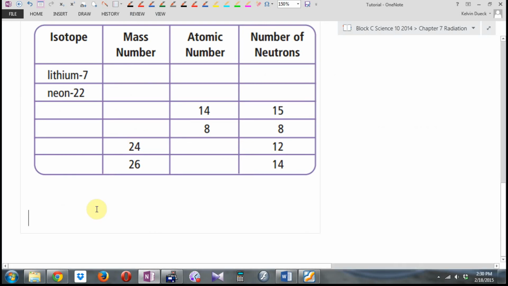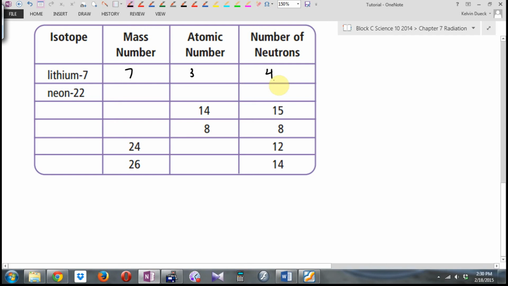Lithium-7, what's its mass number? 7, because they told me. Even though when I look on my sheet, lithium normally does have a mass of 7. What's its atomic number? 3. How many neutrons? 4.